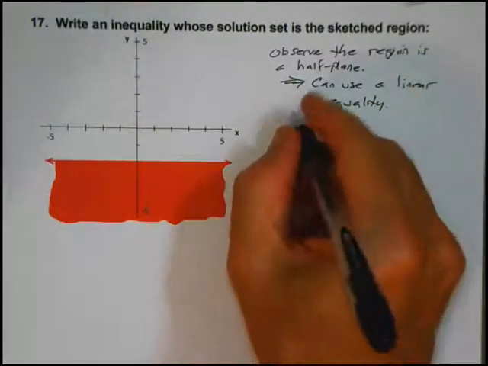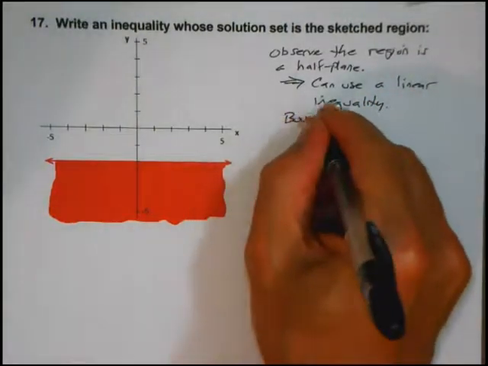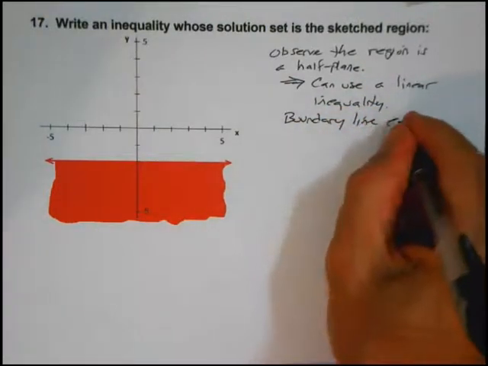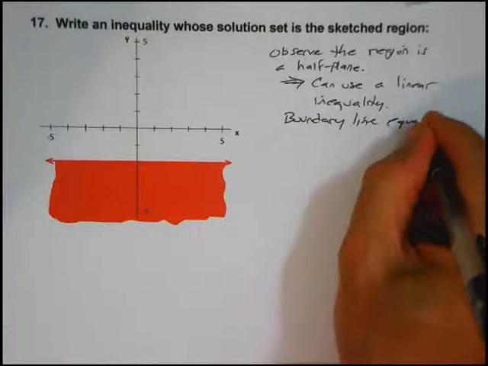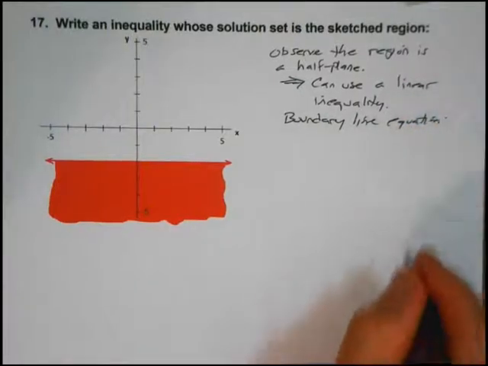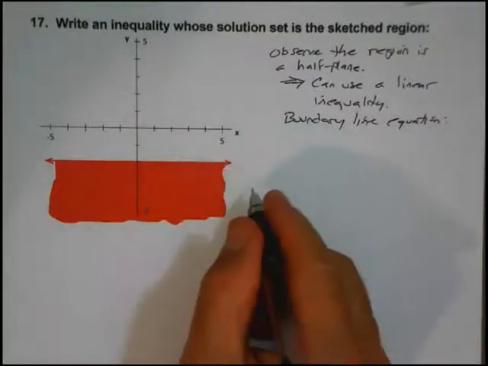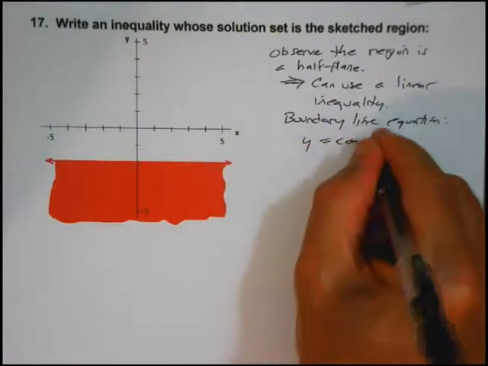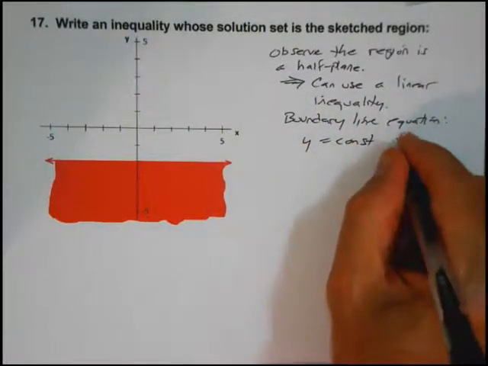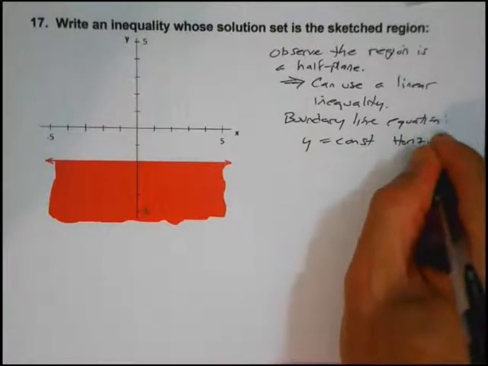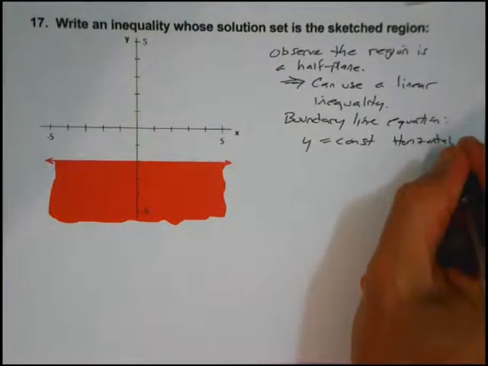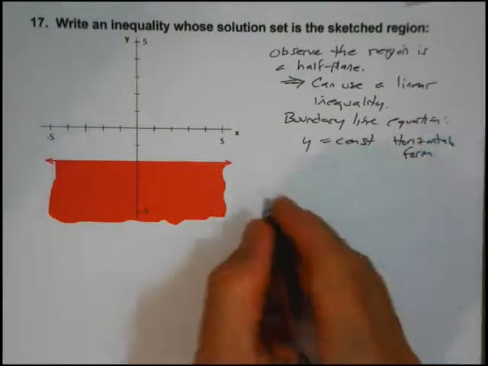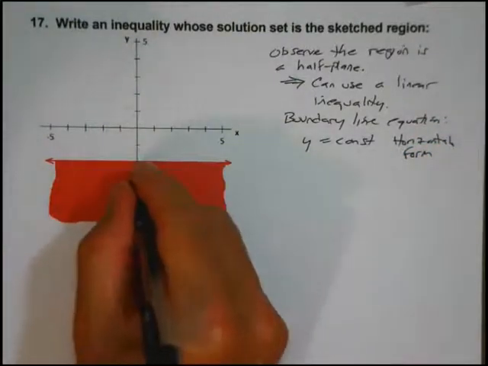Alright, let's get that boundary line equation. We see a horizontal line. Alright, so we know that it's going to be y equal to a constant. That's a horizontal form in the world of straight lines. And in this case, that constant is here, -2.